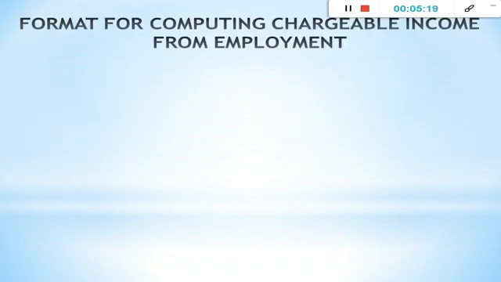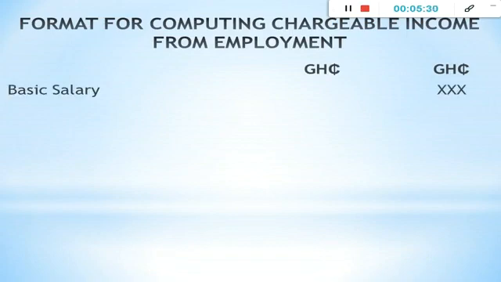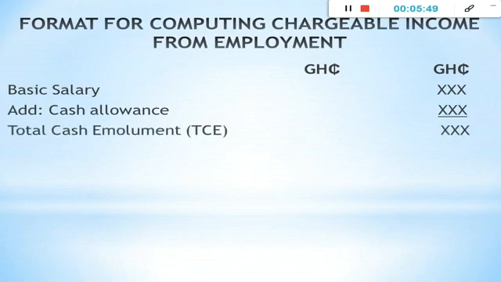Now let's look at the format for the computation of our chargeable income. The first thing you need to bring in is the currency sign, very key, very important. Bring the currency sign, followed by the basic salary, which is the first item you need to bring. Then you add your cash allowances. Depending on your question, you'll have several cash allowances. We have professional allowance, inconvenience allowance, risk allowance. All those need to be added to the basic salary to get our total cash emolument.